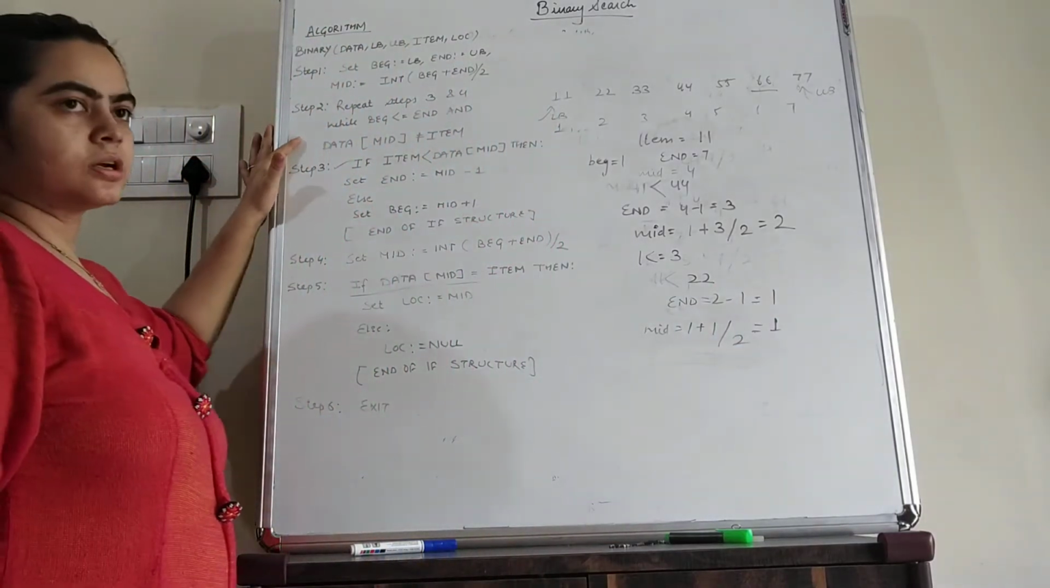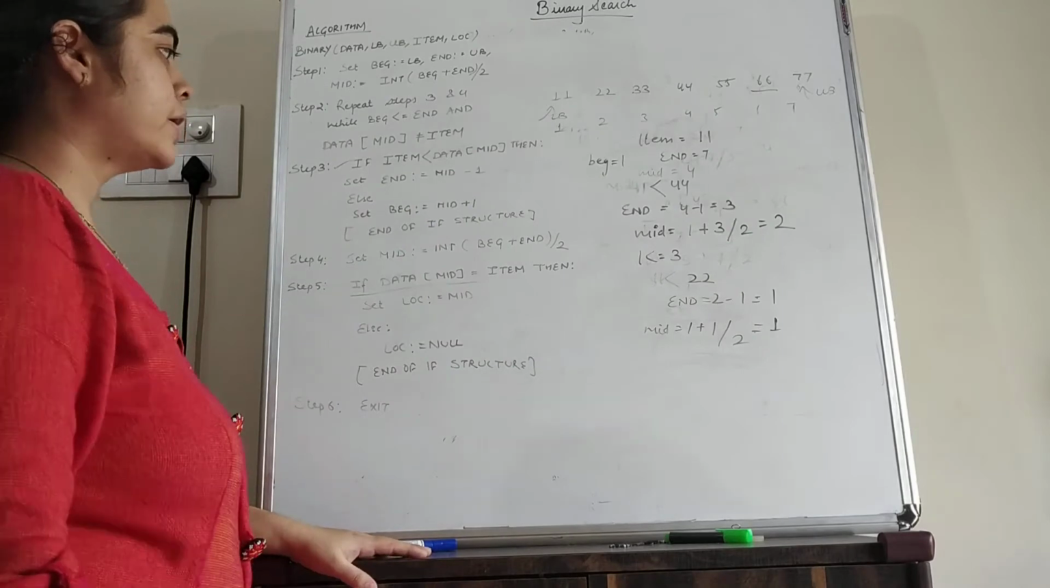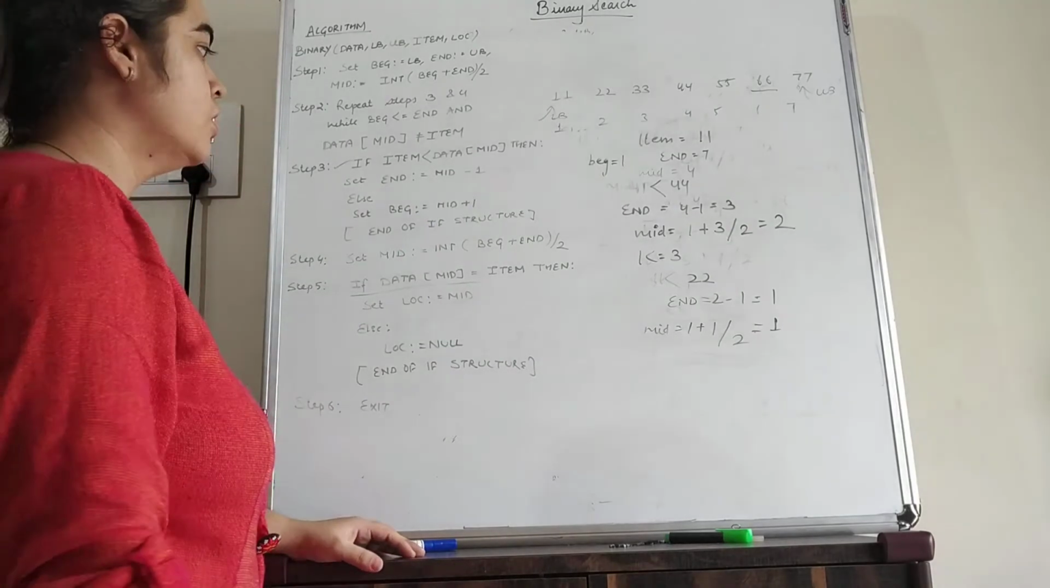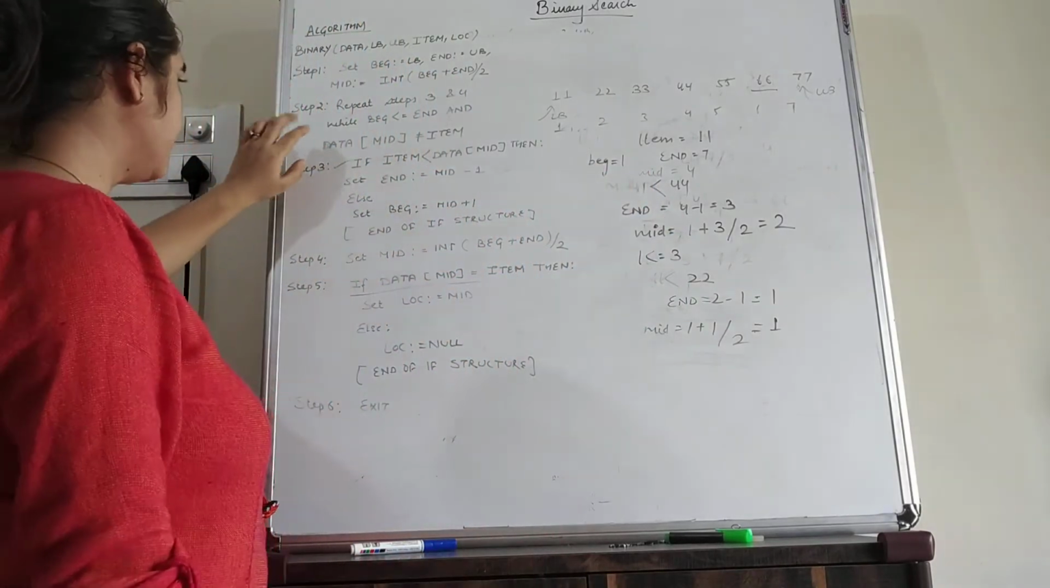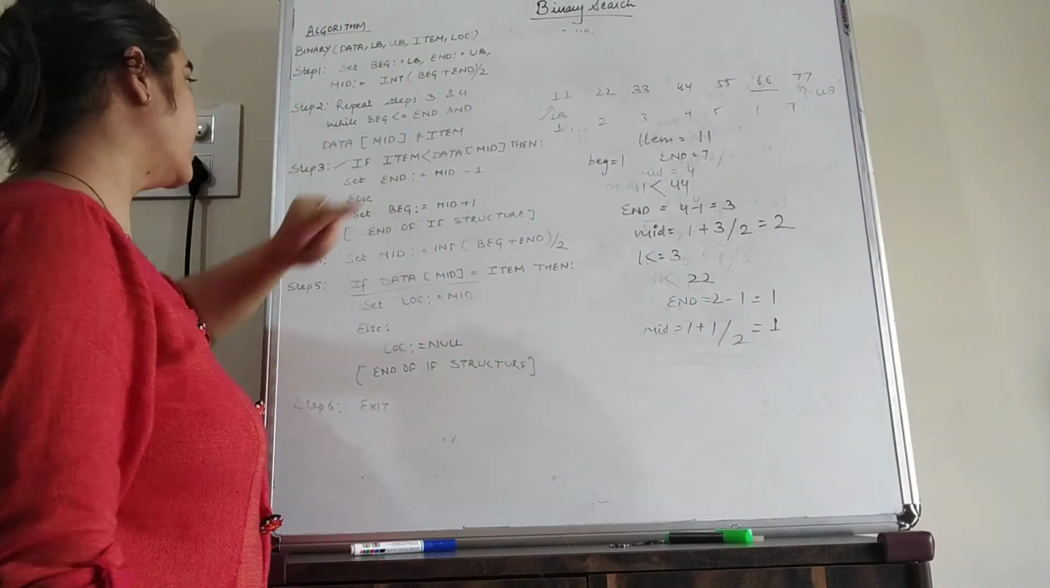Again we go to step number 2. Beginning is less than or equal to end. Yes, 1 is less than or equal to 1, because here the end is 1 and the beginning is also 1. So this condition is okay. Now we check the second condition.